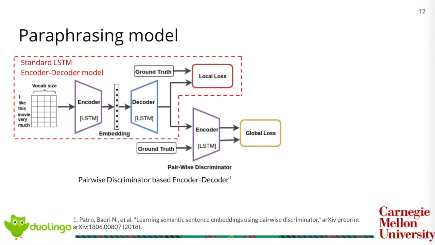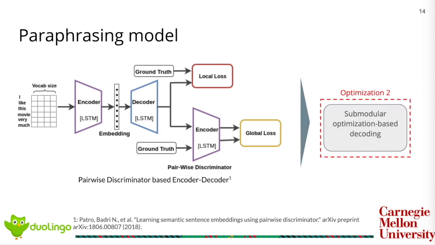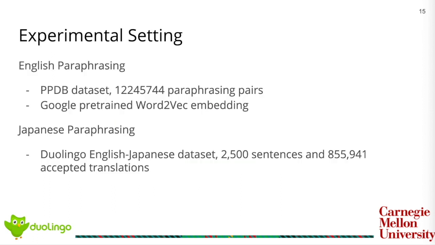So to further improve the coverage of the translation results, we tried to add paraphrasing models. We implemented 2 optimization techniques besides the basic LSTM encoder-decoder framework. First is the pairwise discriminator component that outputs a sentence embedding for the whole generated sentence based on both the global and local loss. We also implemented the submodular optimization-based method in the decoding phase by measuring both fidelity and diversity. We trained 2 paraphrasing models on English and Japanese, respectively.